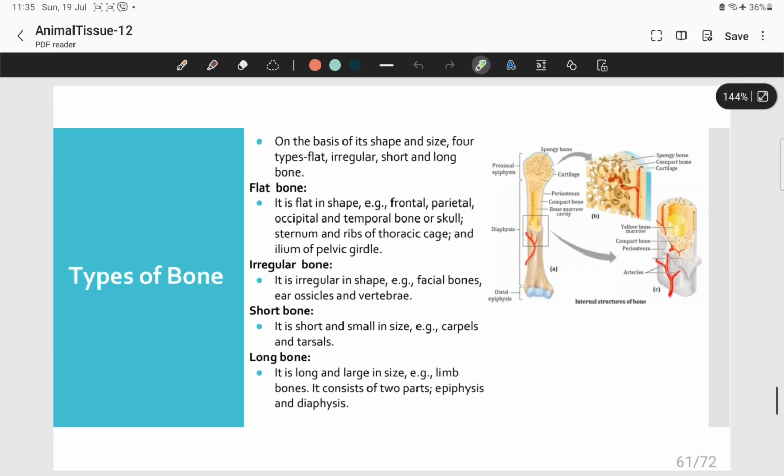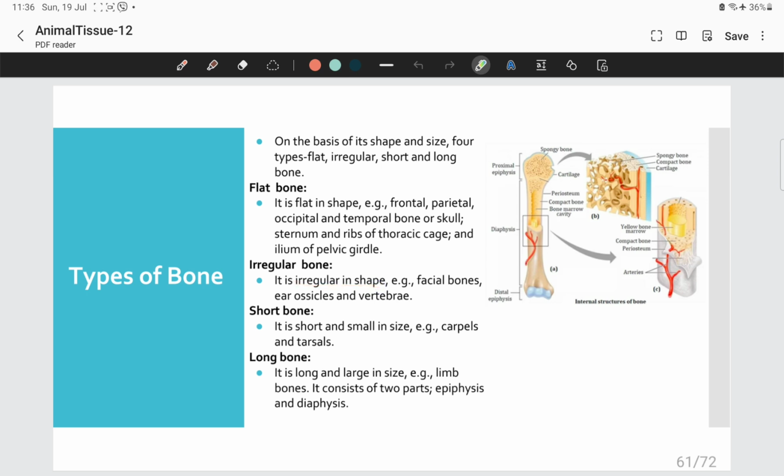On the basis of shape and size, the bone is of four types, namely flat bone, irregular bone, short bone, and long bone. As the name suggests, flat bone is flat in shape, dorsoventrally flat, and such bones are normally found in the skull, sternum or thoracic region, ribs, and ilium of the pelvic area. These all bones are flat in shape. Irregular bone means it has no particular shape. It is irregular in shape.